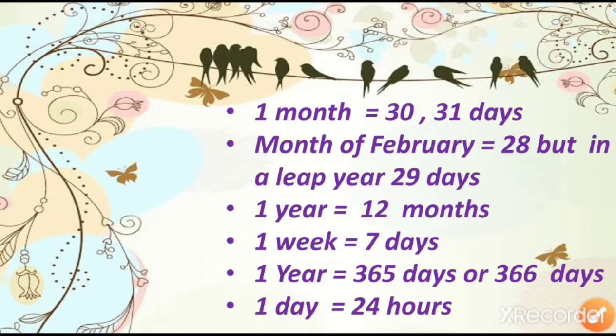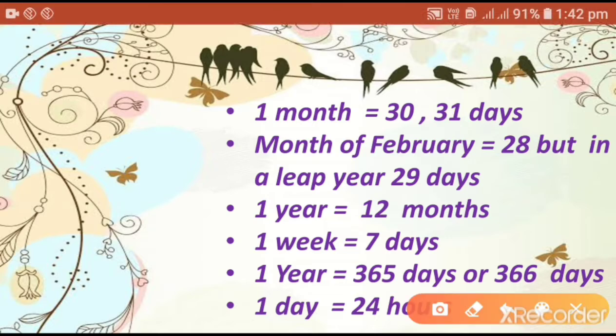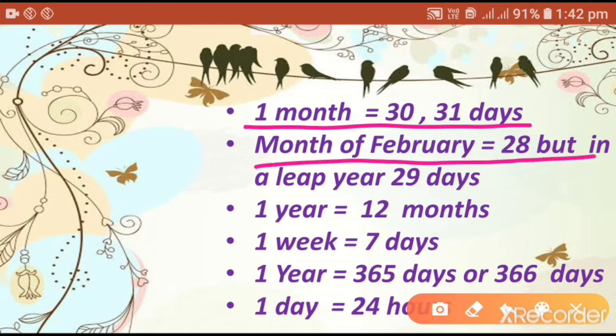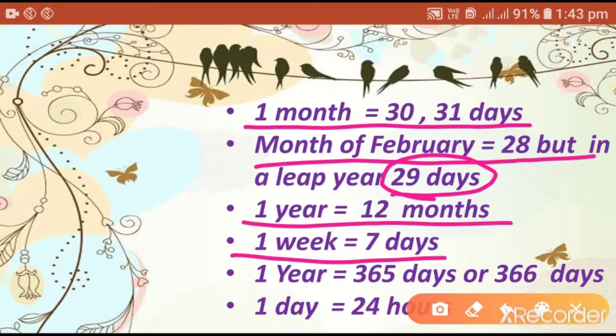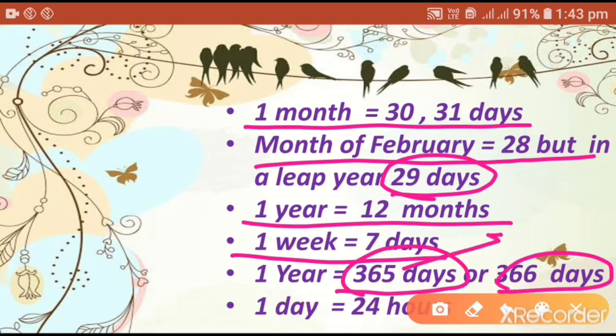Some important points to remember. 1 month is equal to 30 or 31 days, except the month of February, which has 28 days. But when the year is a leap year, it will be 29 days. 1 year is equal to 12 months. 1 week is equal to 7 days. 1 year consists of 365 days, or 366 days when we add 1 to 365 days.